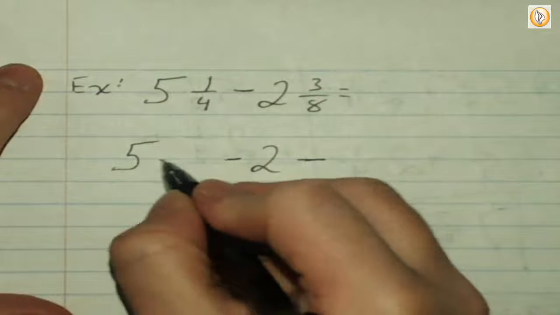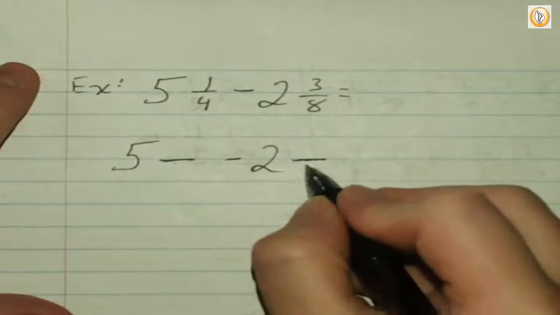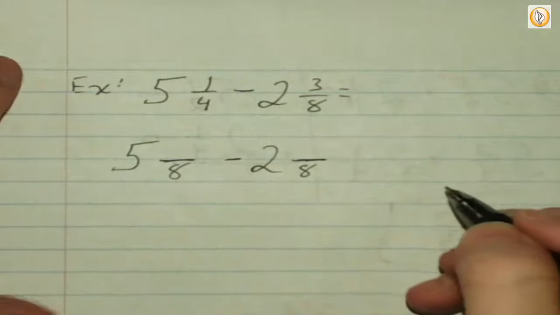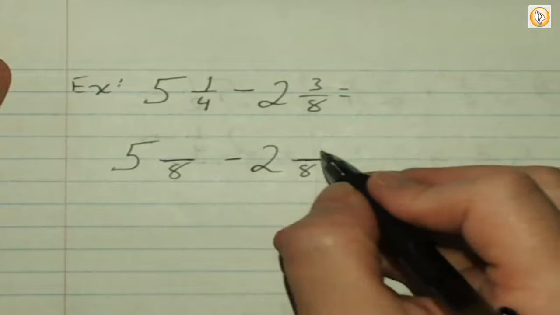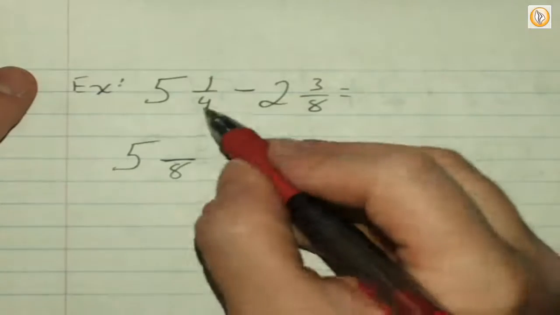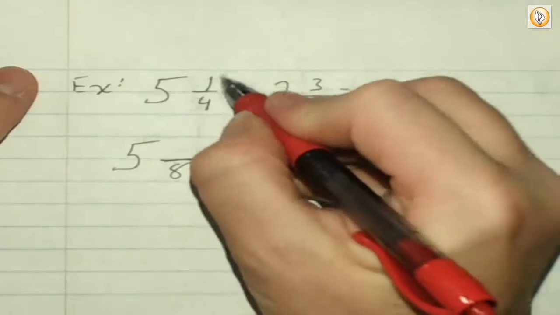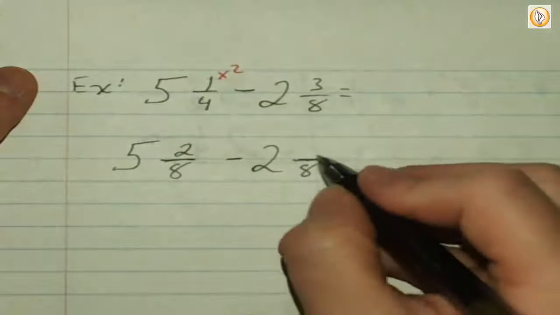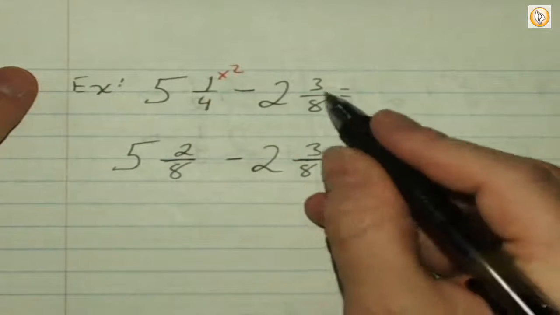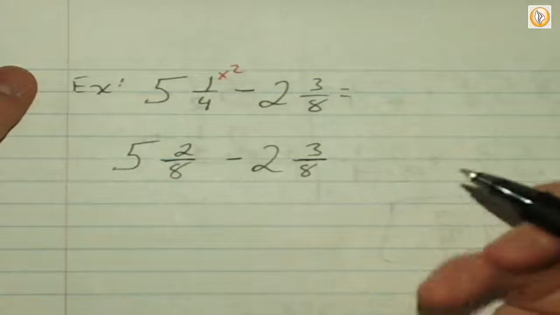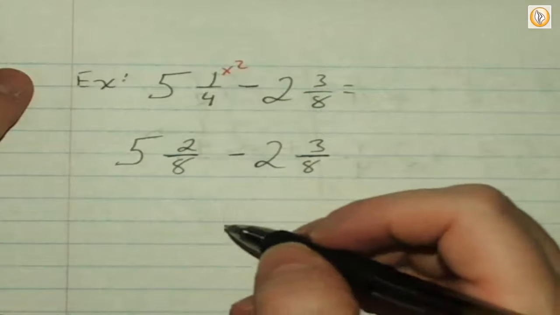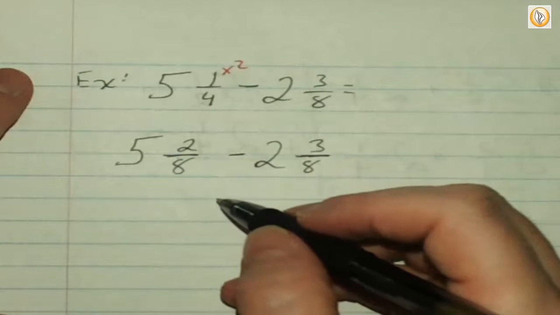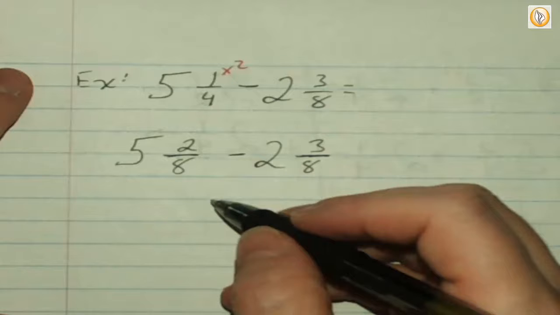They'd both be 8 because 8 is the like denominator. And so then you'd multiply 1 by 2 because 4 goes into 8 2 times. So it'd be 5 and 2 over 8 minus 2 and 3 over 8. And this doesn't change because we didn't change the denominator.